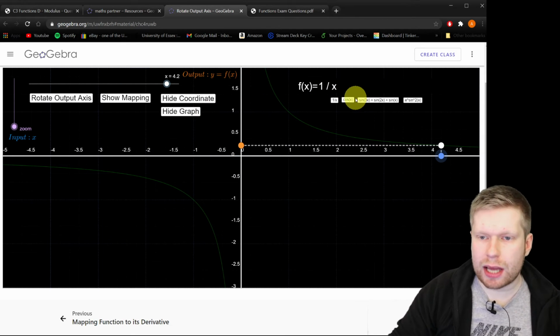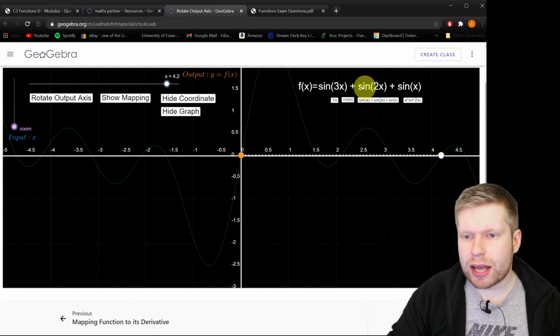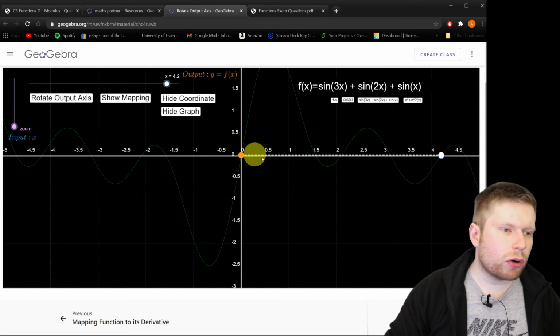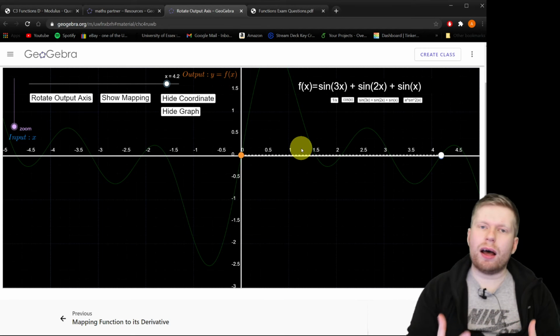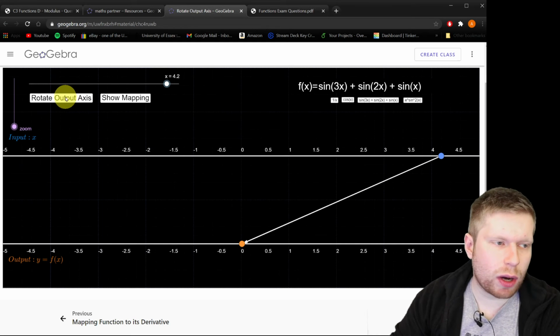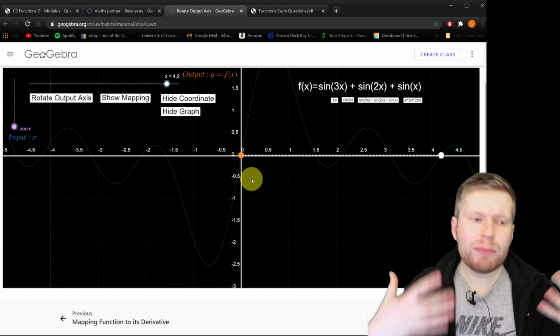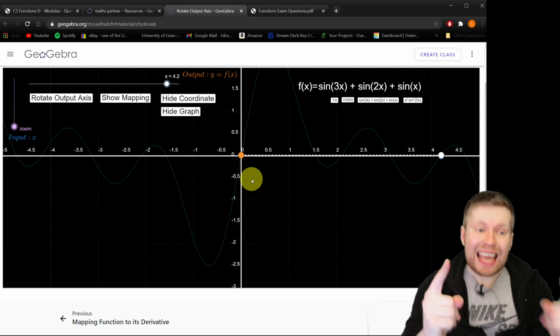So for example, if I just now look at cosine of x, you get a graph that looks like that. If I look at sine of 3x plus sine of 2x plus sine of x, you get something that looks like that. Now that seems a lot more familiar than what we were doing originally. If I rotated the axes, that's what I started doing, but now this seems to be a lot more familiar. But it's the same idea.